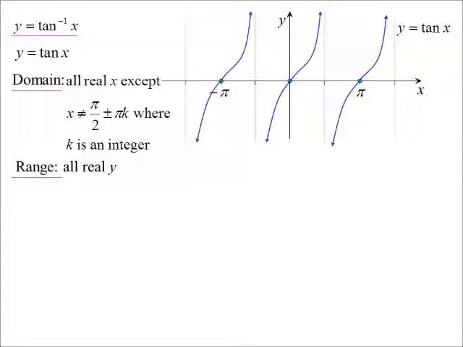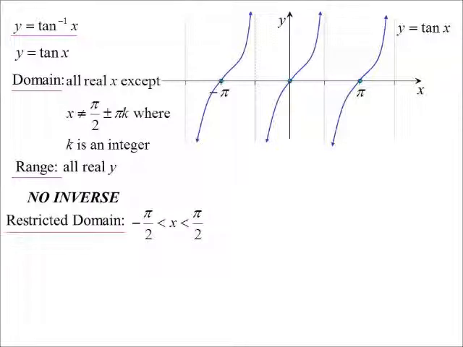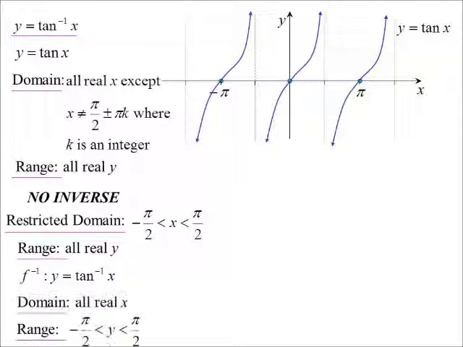So I want a piece of the tan curve that will not fail the horizontal line test, and I hope it's kind of obvious which piece we'll pick, because those asymptotes divided it up quite nicely. But remember, there are asymptotes at pi on 2 and minus pi on 2, so it's not equal to. It's just less than in there. And the range is all real y. So inverse tan x, domain is now going to be all real x. The range will go in between minus pi on 2 and pi on 2.